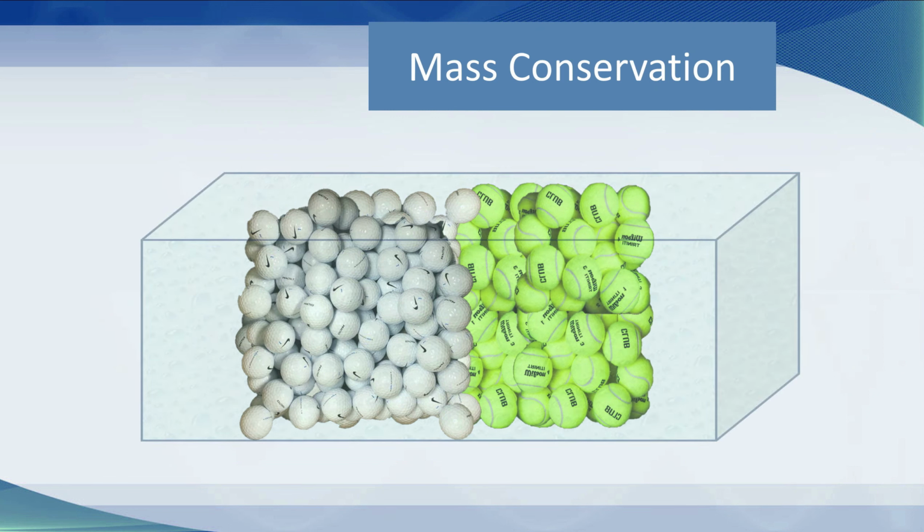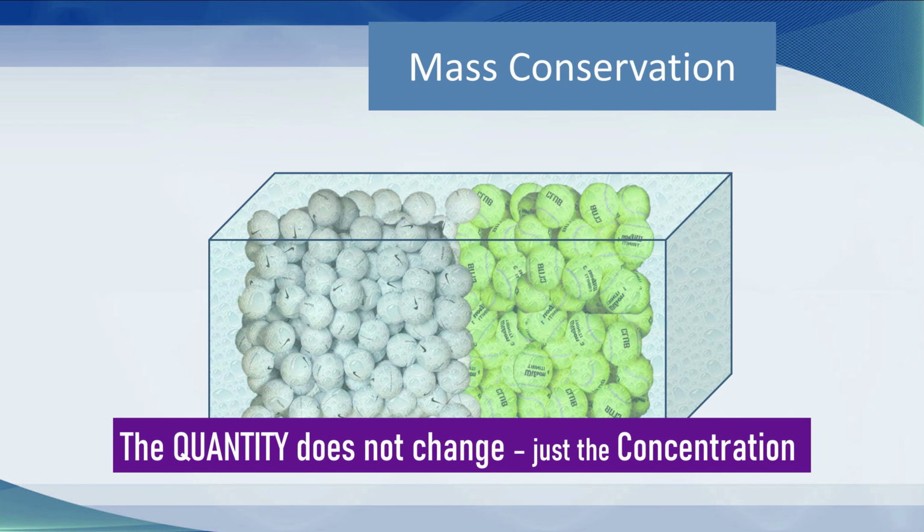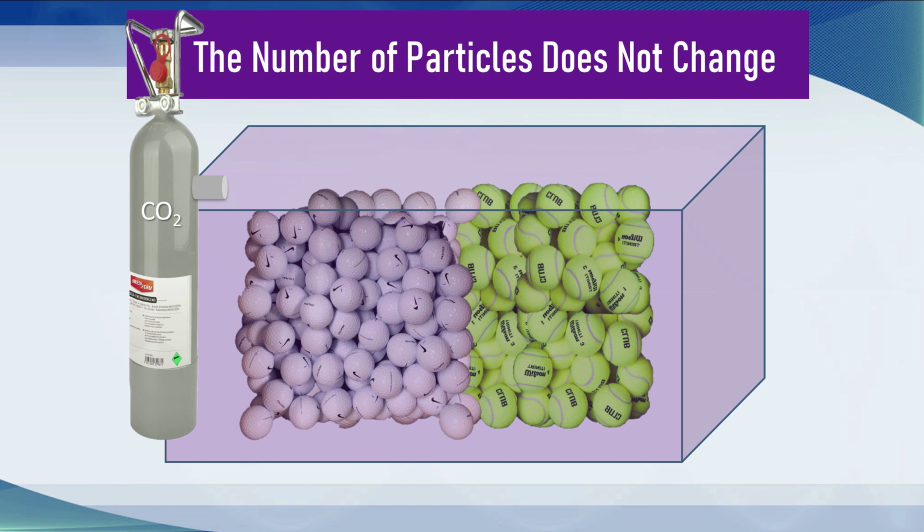Likewise, if you remove liquid from this system, the quantity does not change, just the concentration. So if somebody becomes profoundly dehydrated, their sodium, potassium, and chloride levels go up, but the total quantity of those electrolytes remains the same in the body. Likewise, carbon dioxide exists independently of the majority of these particles. The number of particles does not change.